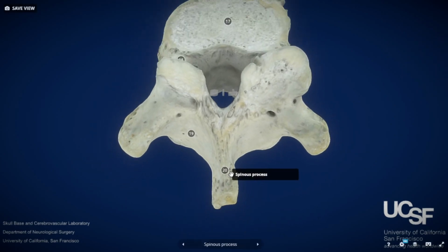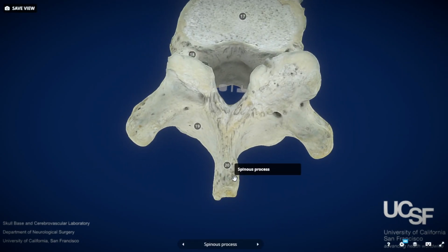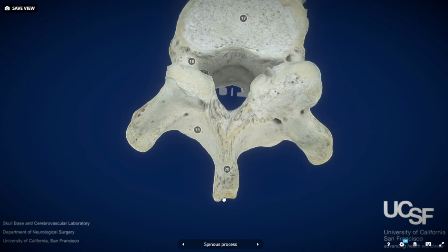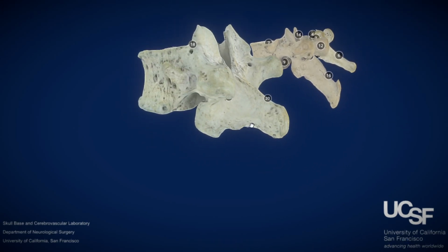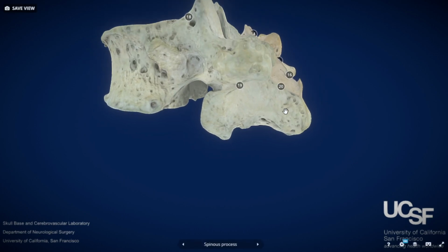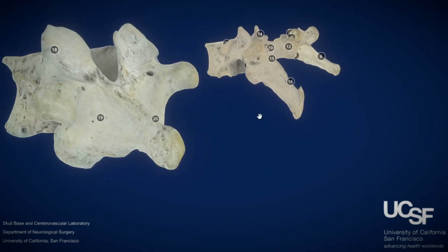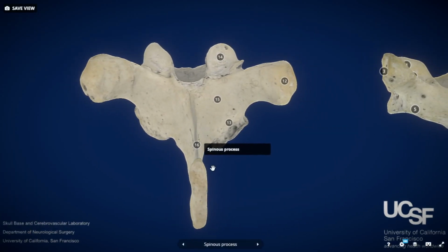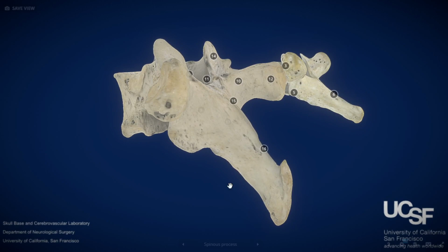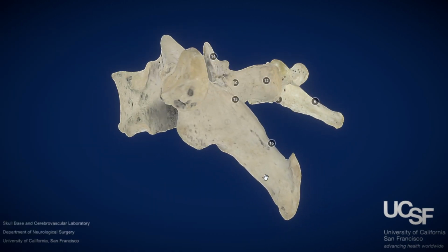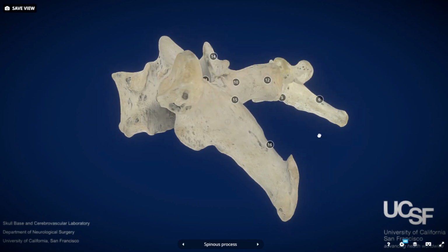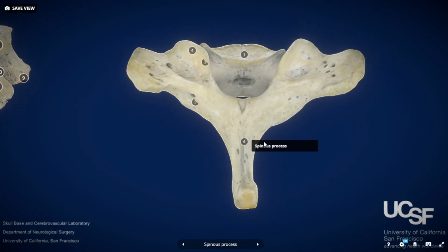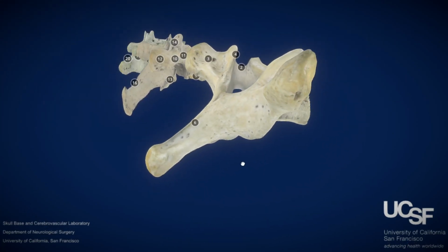And in defining the most posterior projection, which is the spinous process, at an inferior level we see that the spinous process gets shorter and has a slight posterior or horizontal projection, whereas in this typical spinous process of the thoracic region, we see that it has a long projection and runs in a more vertical fashion. And we see T1 has a long spinous process and has a more horizontal projection.